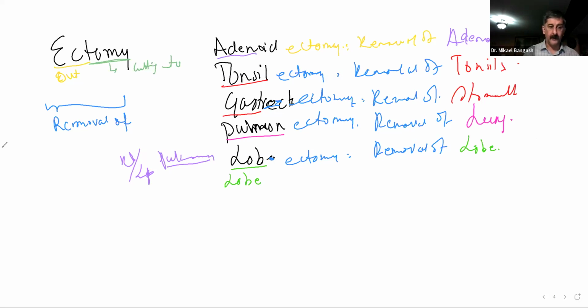Another case where a lobe may be removed is a hepatic lobectomy, where they may remove a lobe of the liver. But generally speaking, in any organs where we find lobes, it may be possible to remove part or the whole of that lobe. That's going to be called lobectomy. Did you guys get that?